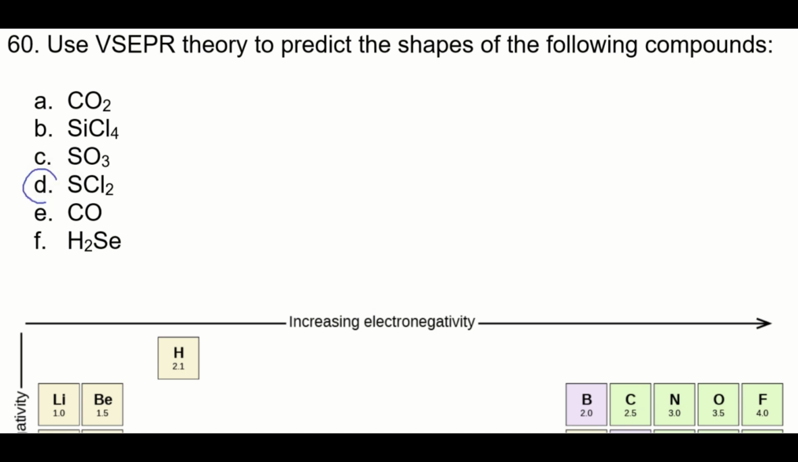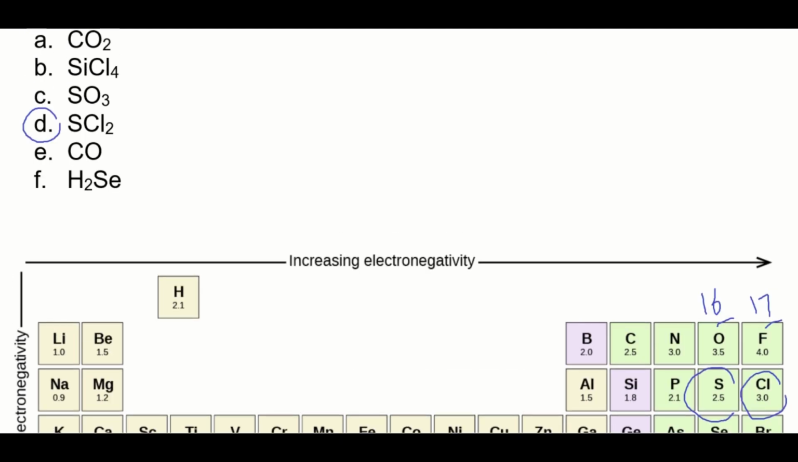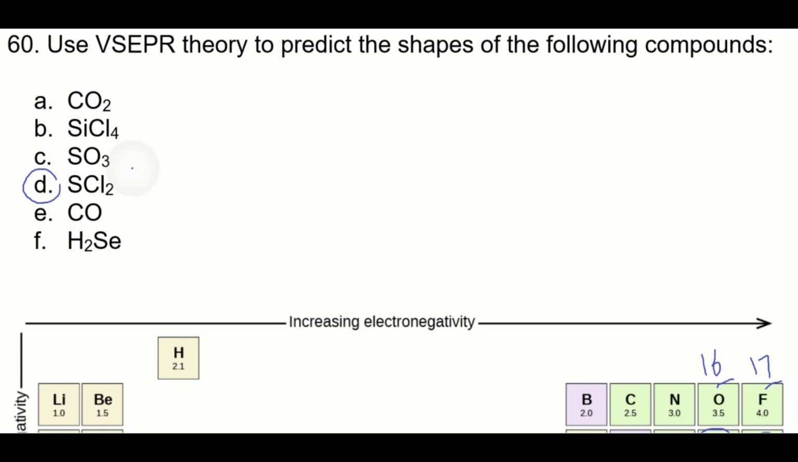We are on to sulfur dichloride. Let's count up the number of valence electrons. Sulfur, group 16, has 6 valence electrons. Chlorine in group 17 has 7. And there's 2 chlorines, so that is 6 plus 7 plus 7. That's 20 valence electrons to work with.